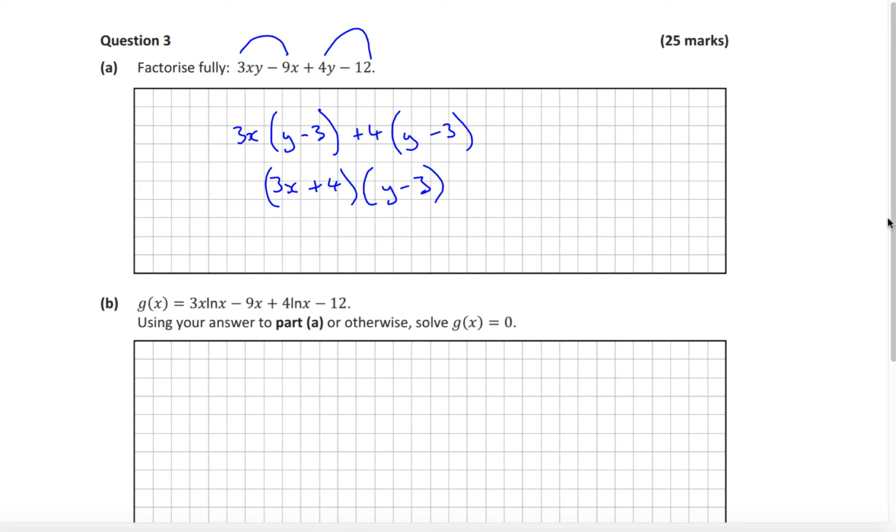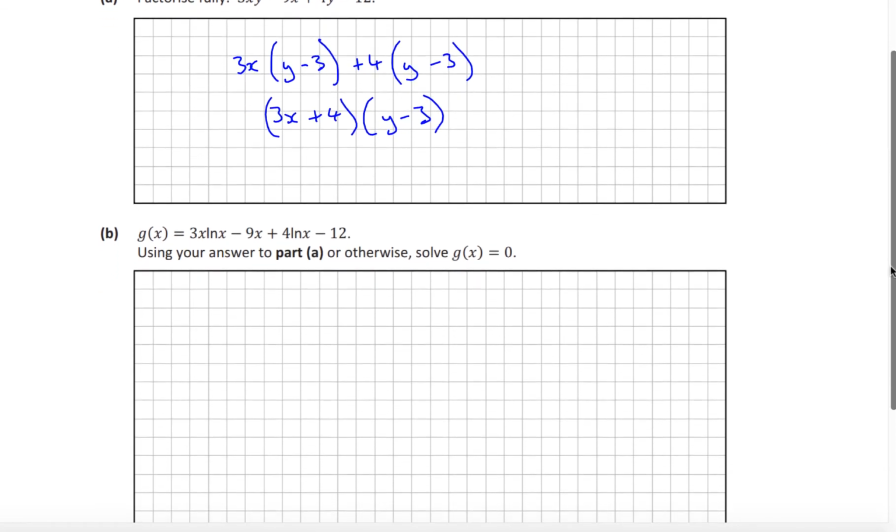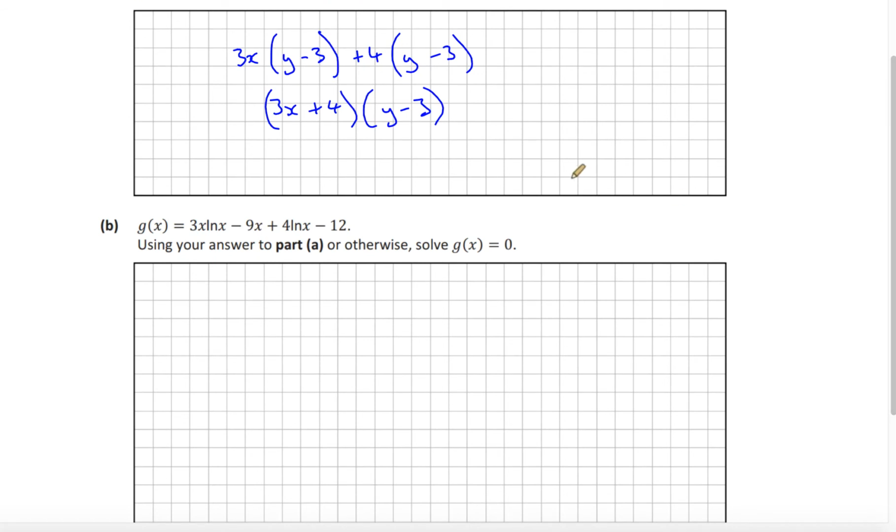Okay, part B. I have a feeling we're going to be using this because that was a very easy question for Leaving Cert Higher Level. Part B says g of x is equal to 3x multiplied by the natural log of x, or ln x, minus 9x plus 4 times the natural log of x minus 12. So we have this function g, and it says using your answer to part A, or otherwise, solve g of x is equal to 0.